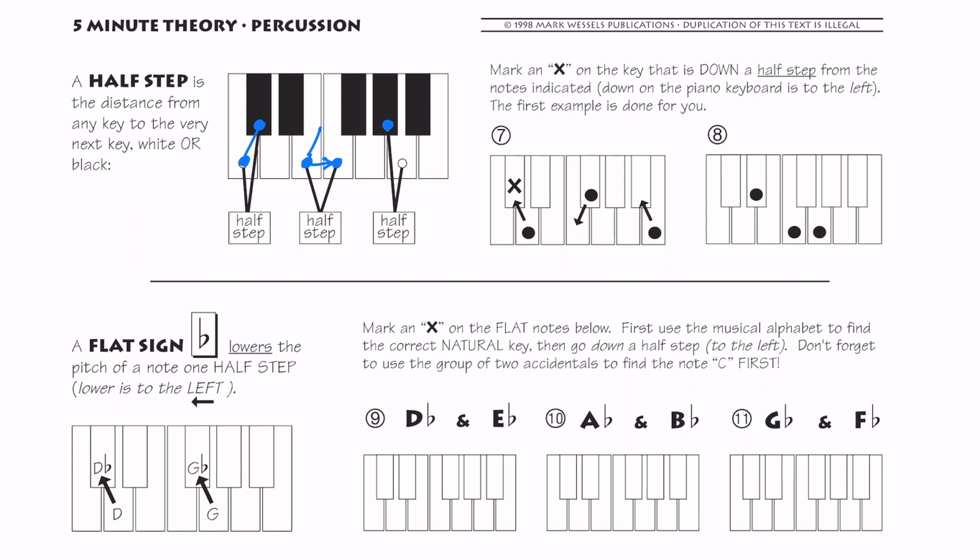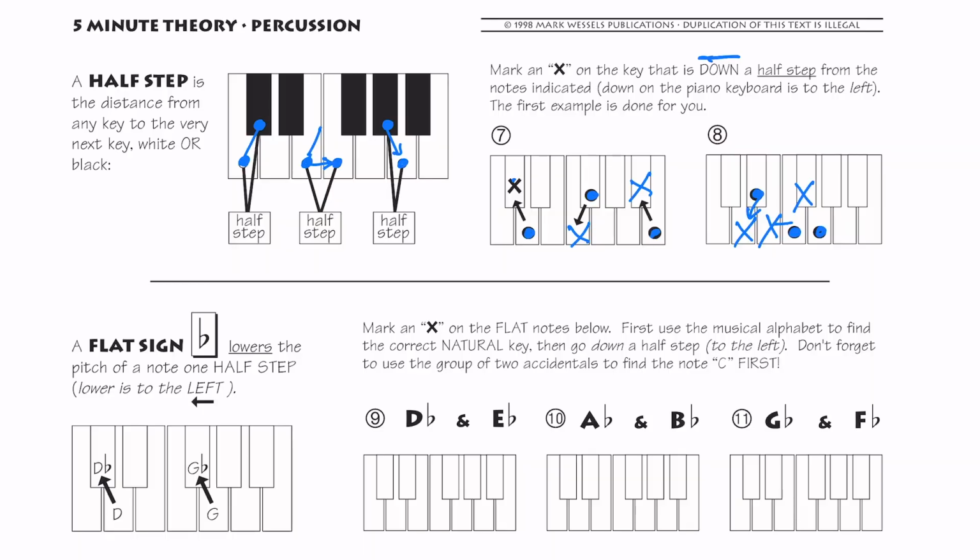Or if I'm on an accidental and I go up to the very next note, that's a half step. So I'm going to mark an X on a key that is down a half step from the notes indicated. So here's the note, there's my X. Here's a note, I'm going down, putting an X. I even show it to you with the little arrows. That's pretty simple. Number 8, take away the arrows, but I still have to think where those half steps are. Now notice here, I don't have that accidental in between, so a half step is just the very next note down. Here I do have an accidental, so that's the X right there.